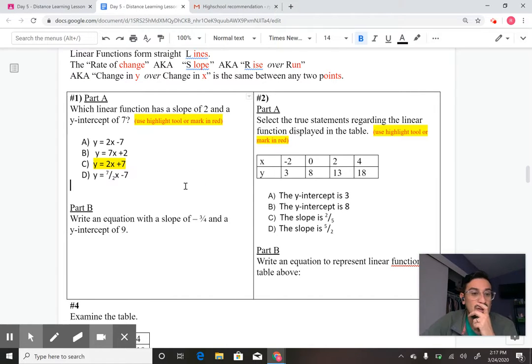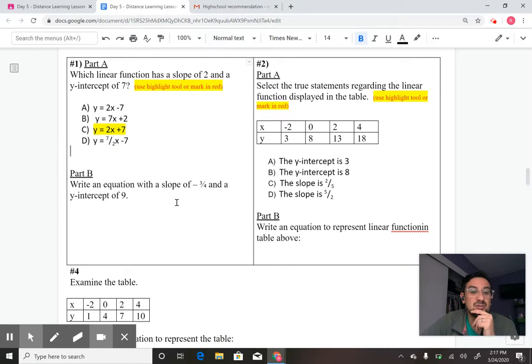Okay. So now for part B, write an equation with the slope of -3/4 and a y-intercept of 9. It's going to be y equals -3/4 x plus 9, right? Y equals mx plus b. Y equals -3/4 x plus 9.